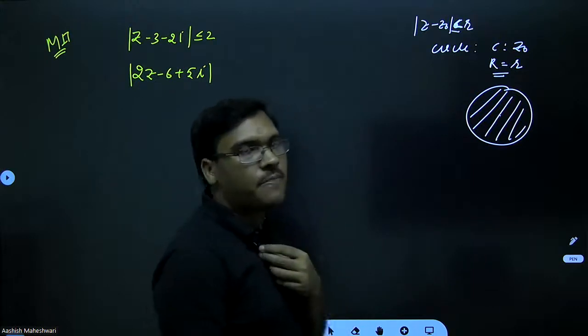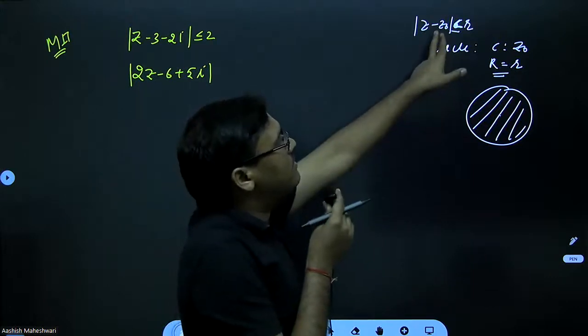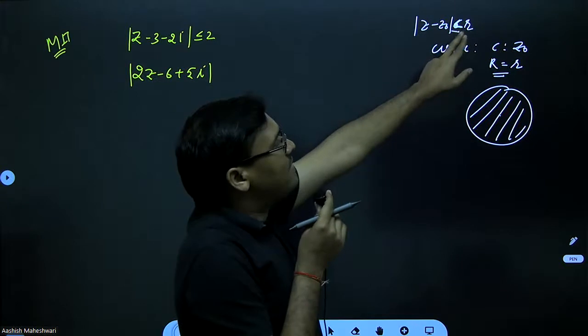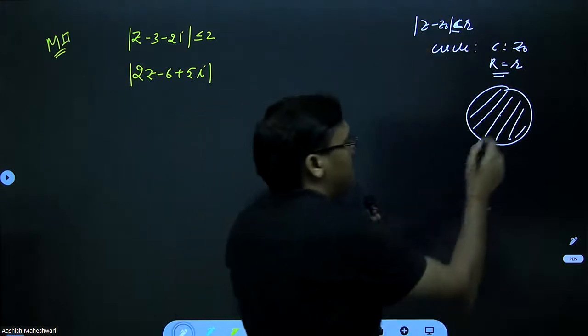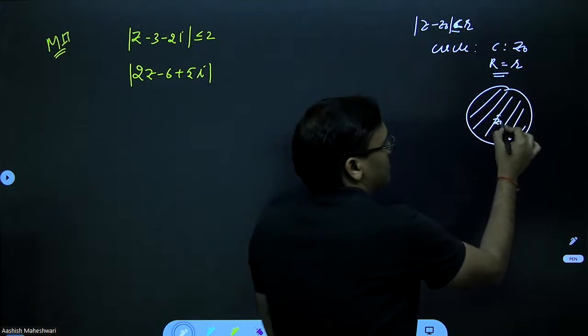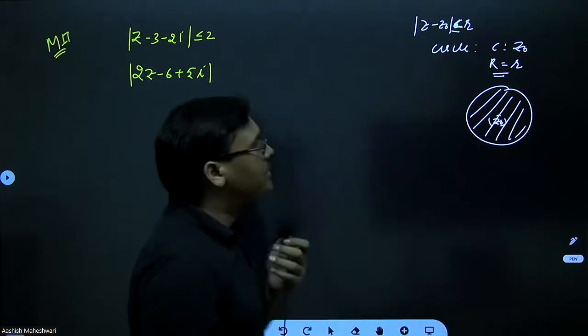जाएगा. You can see, because इसका मतलब क्या हुआ? All the points which are at a distance less than radius from Z naught. ये center क्या है? Z naught. So this is one point which you have to remember.